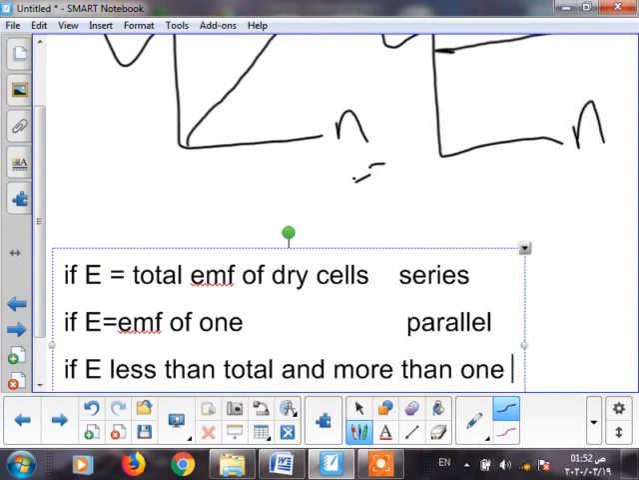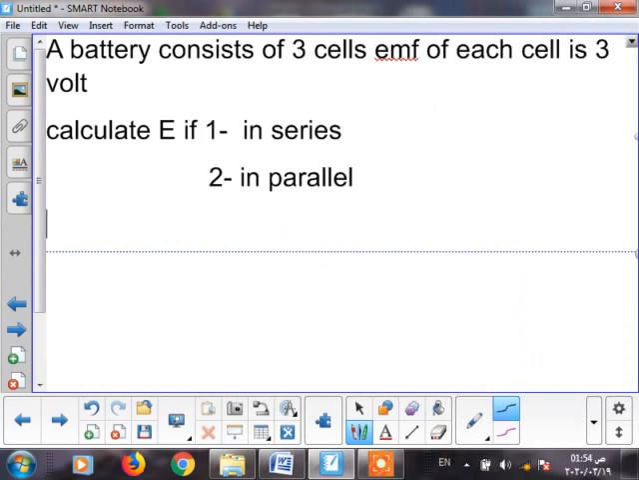Let's answer this problem together. A battery consists of 3 cells. The electromotive force for each cell is 3 volt. Calculate the EMF if they are connected in series and if they are connected in parallel. The first case, when they are connected in series. How can we get the EMF?